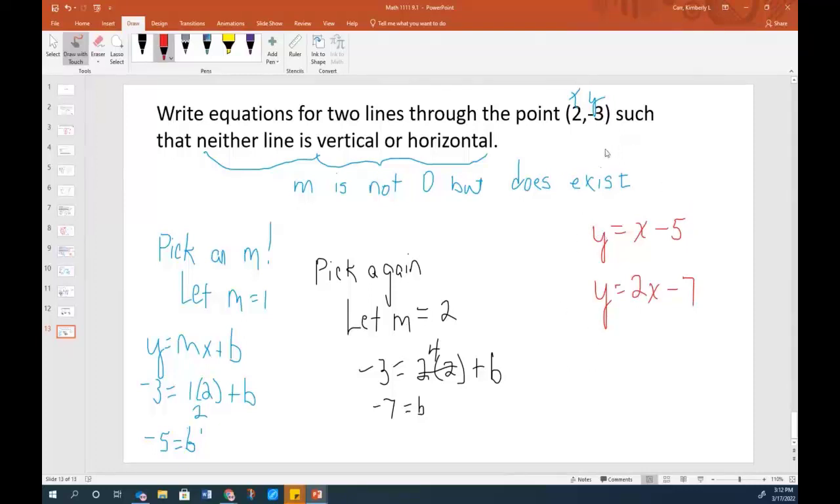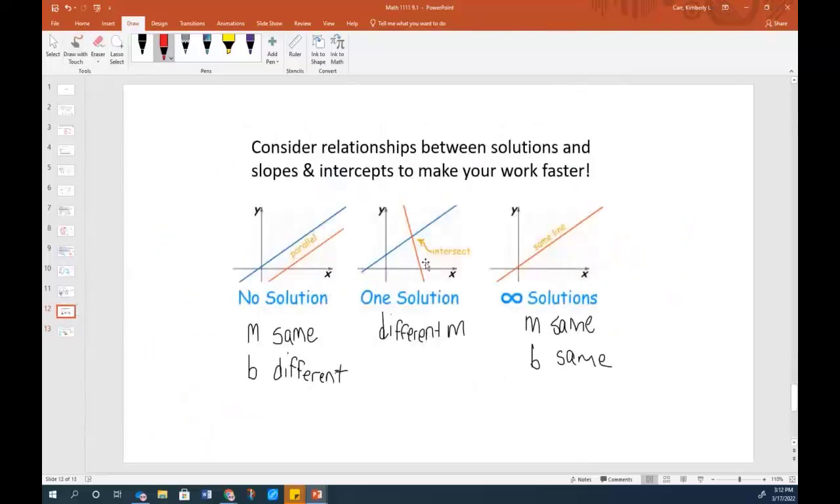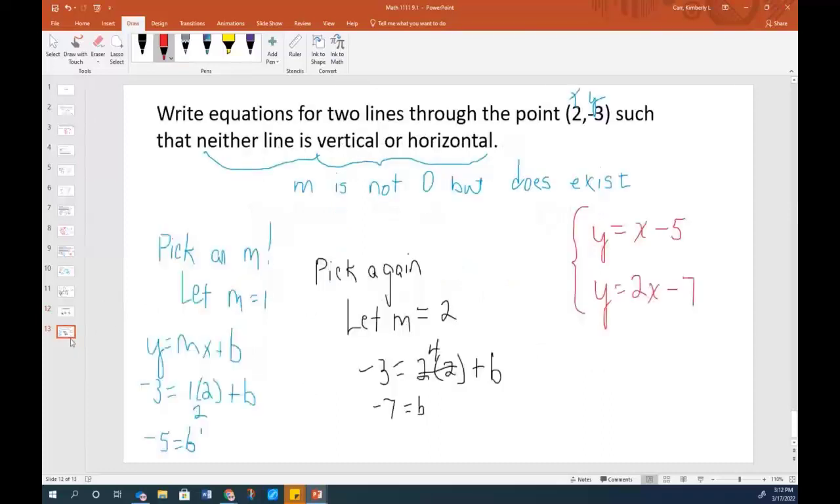Those are my two lines that go through that point, which really means I've written a system of equations that is independent and consistent. Even back up to here, they needed to go through the point, but if they were going to go through one point, they had to have different slopes. Okay? That's what happened.